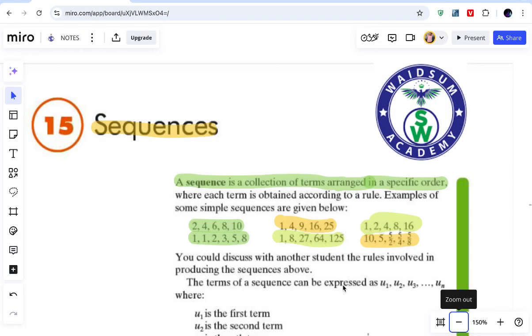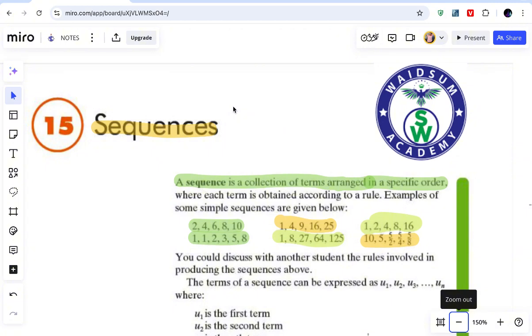Waidsum Academy. Today we'll be looking at chapter 15, Maths IGCSE, IGCSE Mathematics, Cambridge IGCSE. Let's quickly take a look at chapter 15. And our topic is sequences.